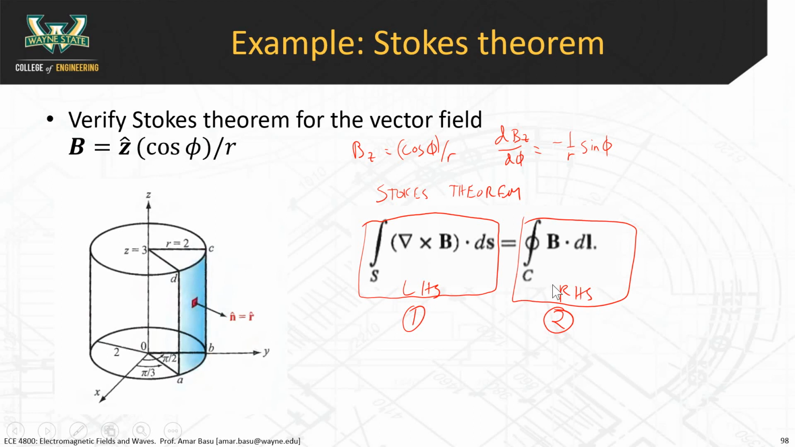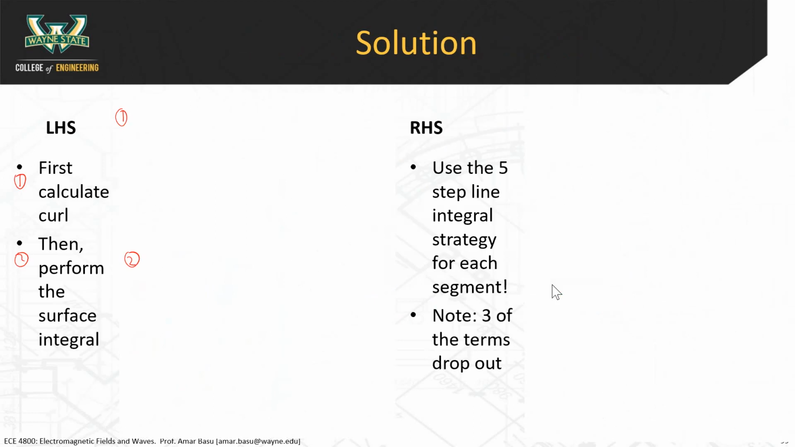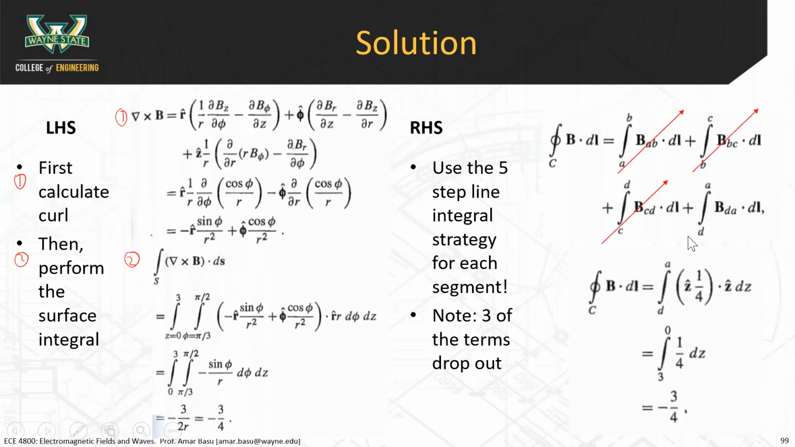The right-hand side of the equation turns out to be not too bad either, because it turns out that 3 of the terms actually drop out. So the term going from A to B, the one going from B to C, from C to D, and so forth, all these three terms drop out, and you're just left with this one. Why do these terms drop out? I suggest that you go through the math yourself and prove that to yourself. But I'll give you a little bit of a hint here.